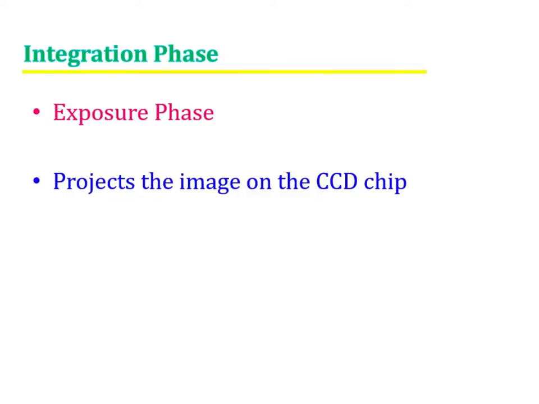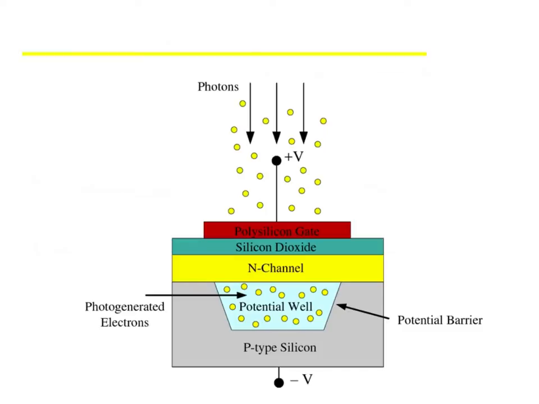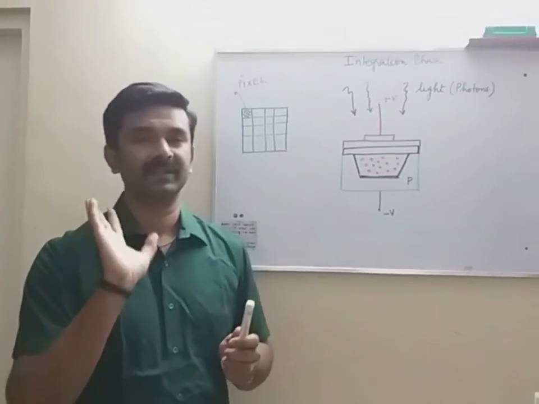Integration phase is otherwise called the exposure phase, right? During this phase the image of the object is projected on the CCD chip. We have taken a single MOS capacitor device.